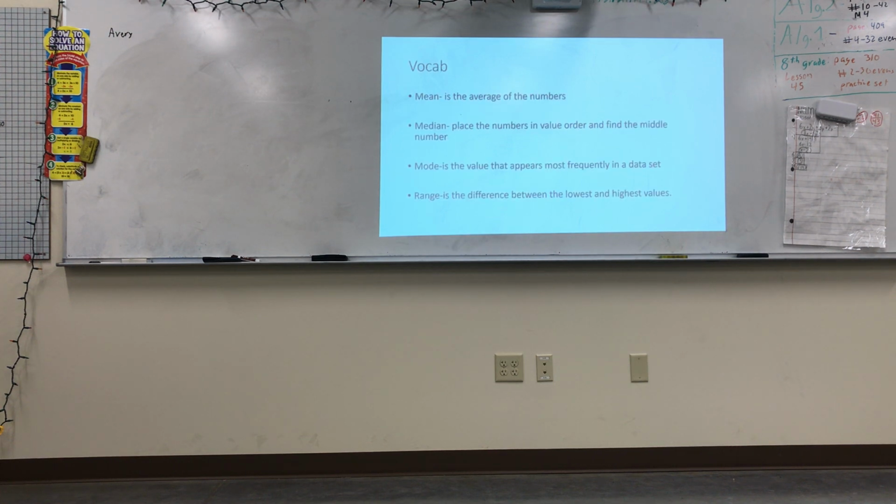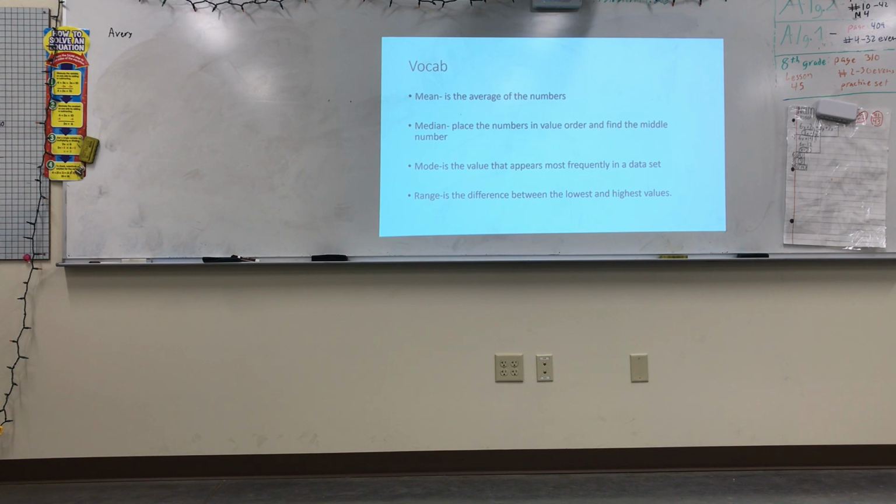Vocab. Mean is the average of the numbers, which we'd take all the numbers, add them together, and take the total and divide it by the number of numbers that are in the set, and we'd get our mean. Median. Place the numbers in value order and find the middle number. Median, middle. That's what you want to think of.